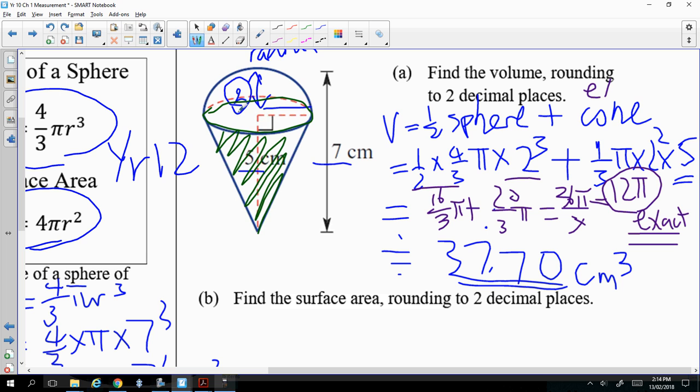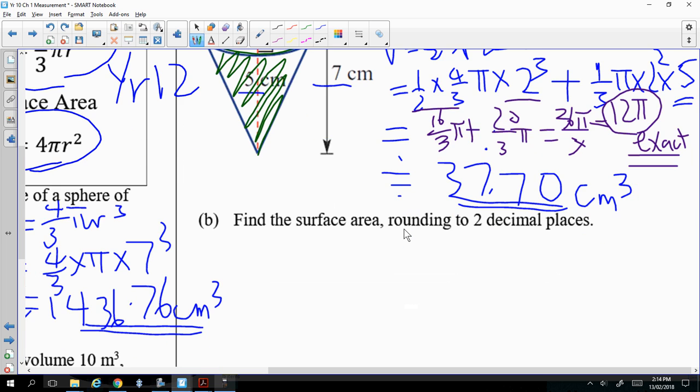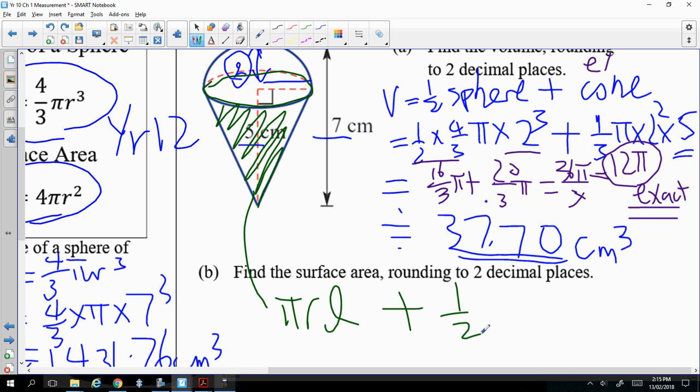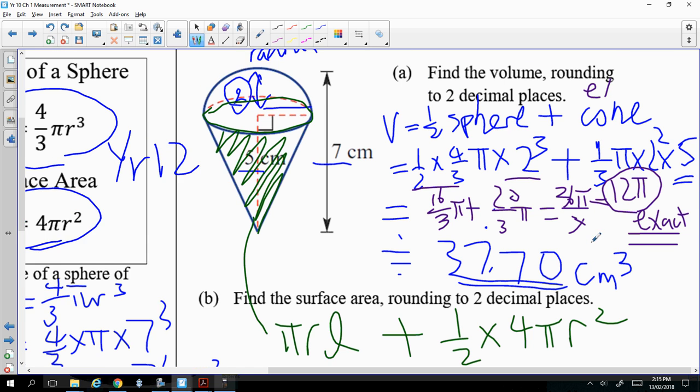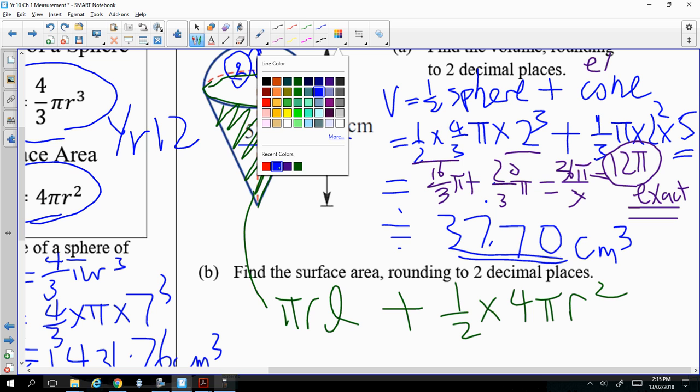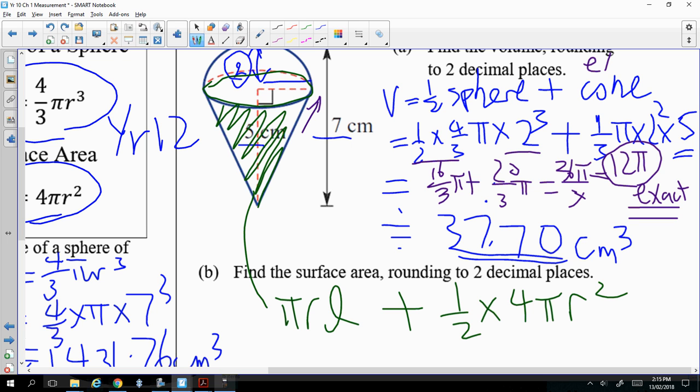So it includes the curved bit, which is pi r l, plus the one on the top, which is half of 4 pi r squared, half of the hemisphere. Now we need to do something extra. In this question, we don't have the slant height. So we have to calculate the slant height, which is this length here, l. So you have to use Pythagoras.